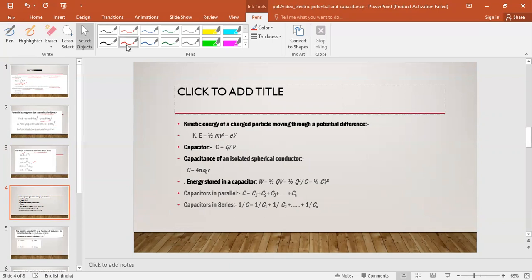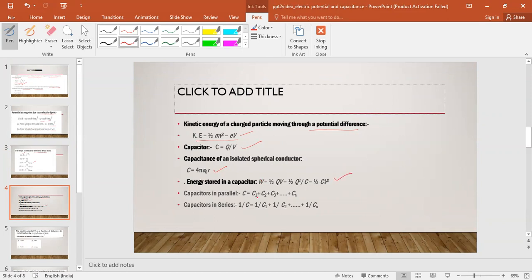Then the kinetic energy of a charged particle moving through a potential difference is half m v square, and that is equal to eV, where V is the applied potential. Another important element is the capacitor. The expression for the capacitance is C is equal to Q by V. You are familiar with that. The capacitance of a spherical conductor is C is equal to 4 pi epsilon 0 R, and the energy stored in a capacitor is half C V square.